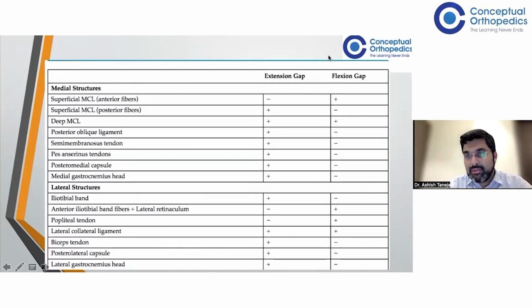So this is a diagram, this is the flow chart which states the effect of structures. You will see most of the medial structures affect the extension gap.